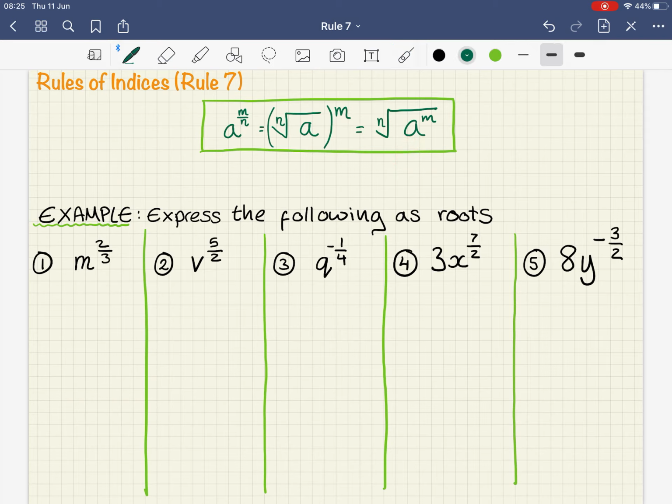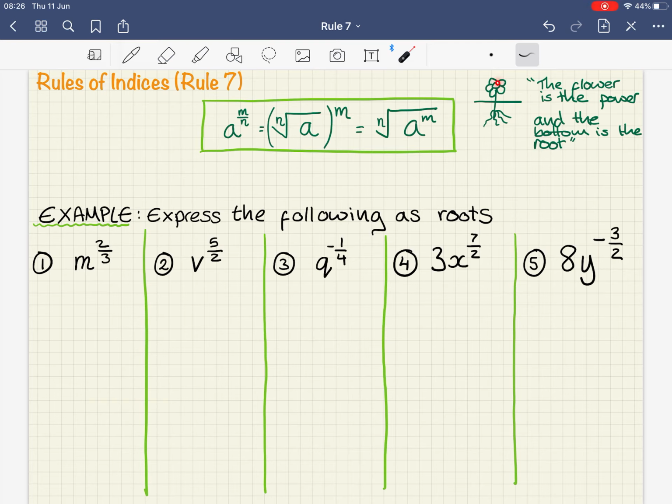So I have a little way to help you remember this rule. So the main thing is imagine a flower. And I've got my roots, and that's my sort of ground there. And what I want you to remember is the flower is the power, and the bottom is the root. So the flower is the power and the bottom is the root.